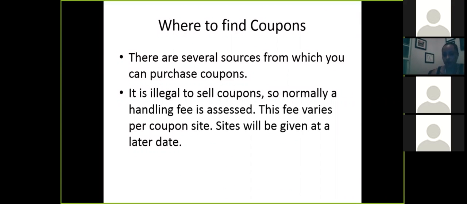And I go ahead and order my coupons. It ranges. Sometimes you'll pay 5 cents for a coupon, 6 cents, depending on how hot the coupon is. If it's a really hot coupon, you might pay 25 or 30 cents. But in the end, is it well worth it? Absolutely. I really don't even think twice about the price. And of course, the sites will be given at a later date.